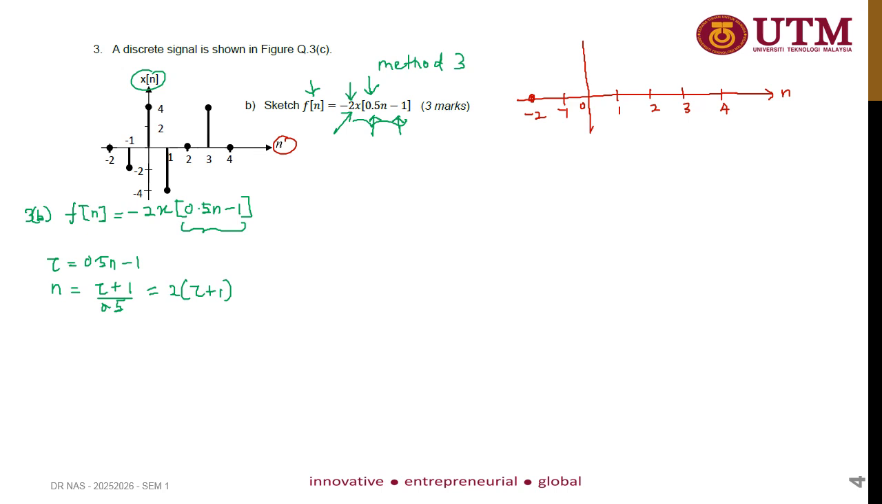For the given signal, at minus 2 it is 0, then at minus 1 it's minus 2, then it's 4 at 0, and then minus 4 at 1, and then 0 again, then positive 4 again, and 0 again. Right, so change the n to tau. Now consider the tau values to determine the new n position.